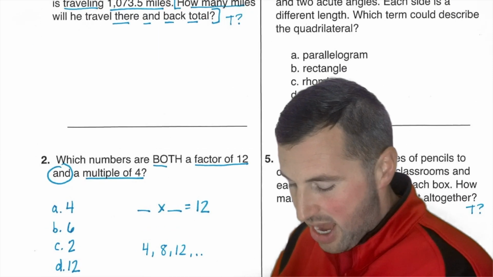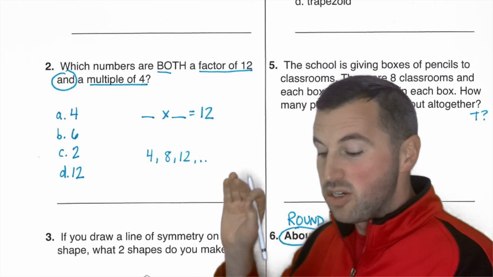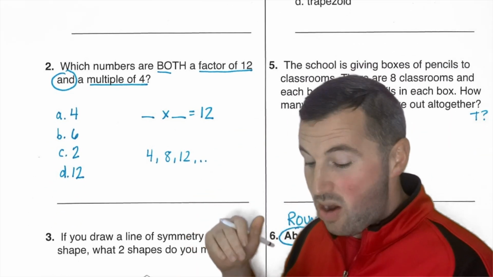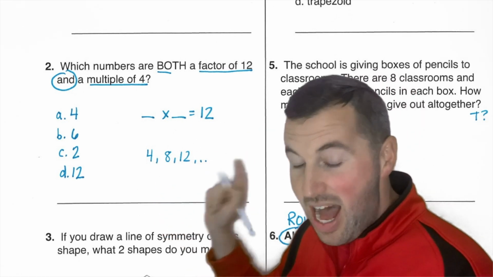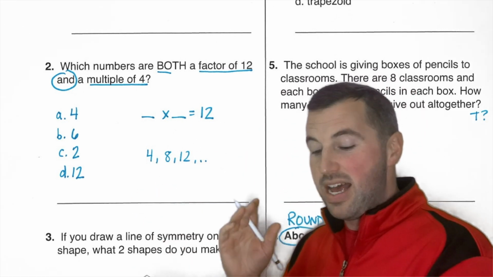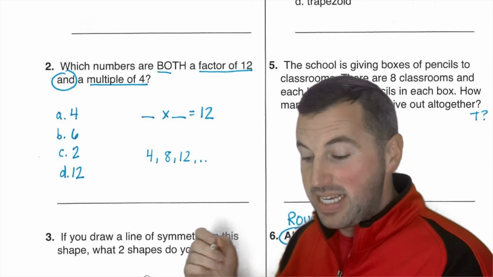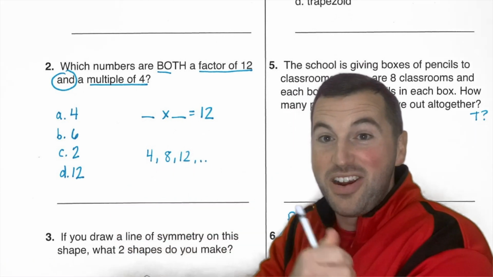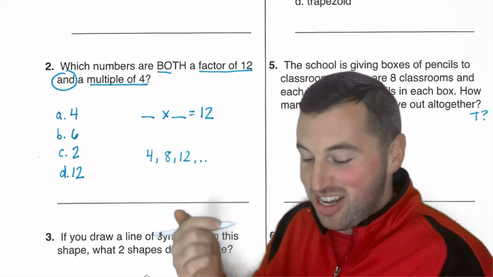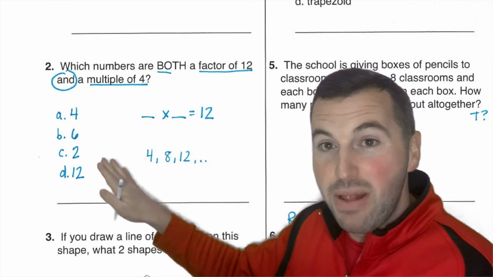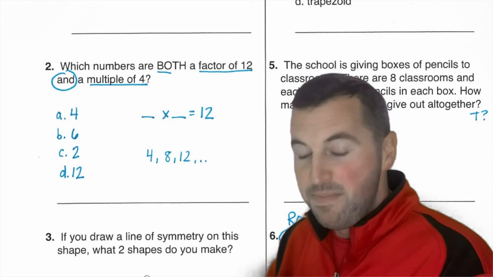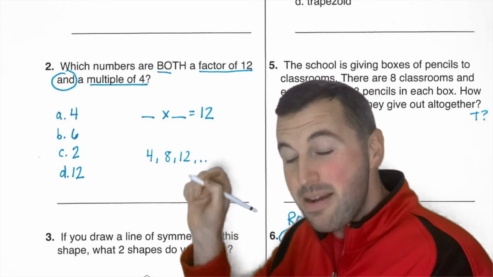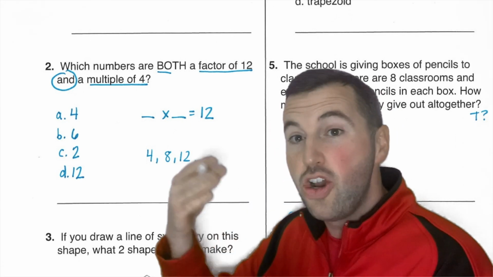All right, let's look at number 2. Which numbers are both a factor of 12 and a multiple of 4? Remember, we need to set it up by saying factors are the numbers we multiply together to find a product. And so I want you to do the blank times blank equals 12. Figure out and put those little tick marks on all the ones that could work.